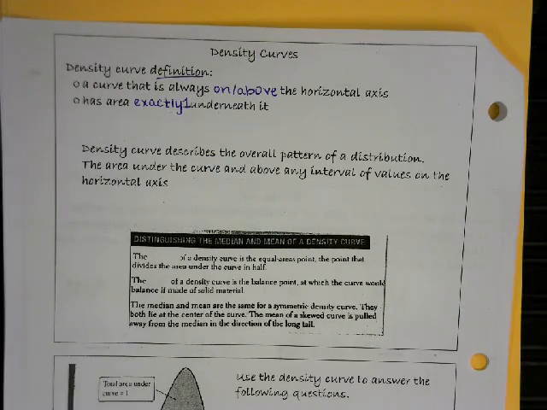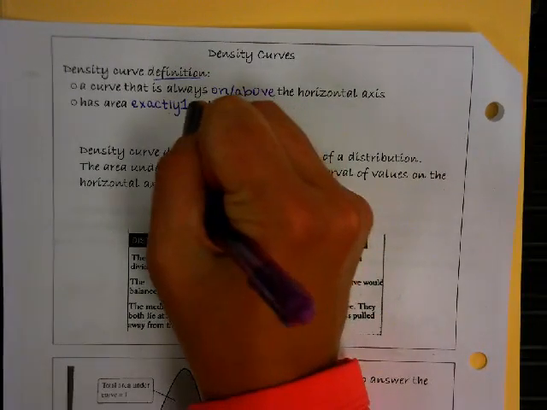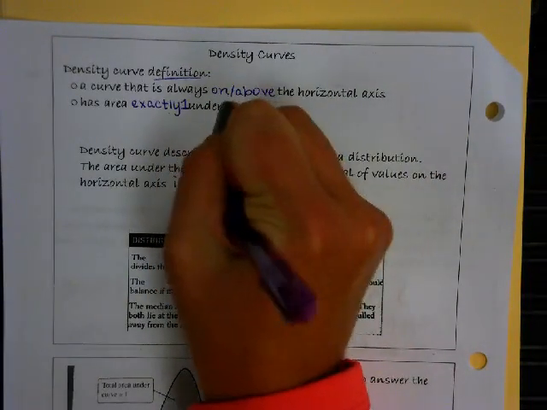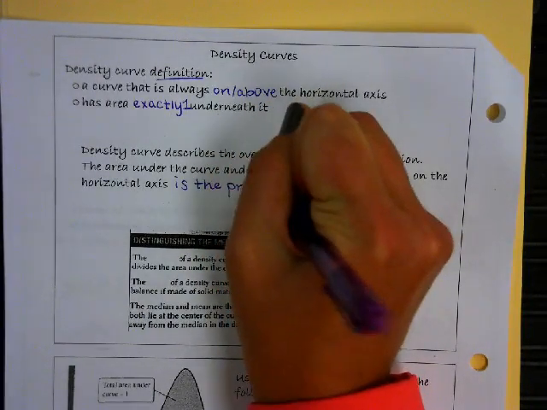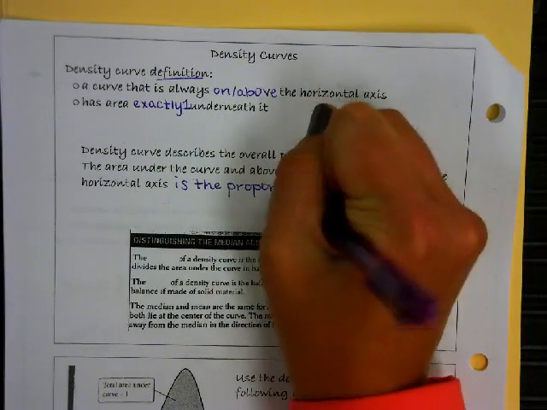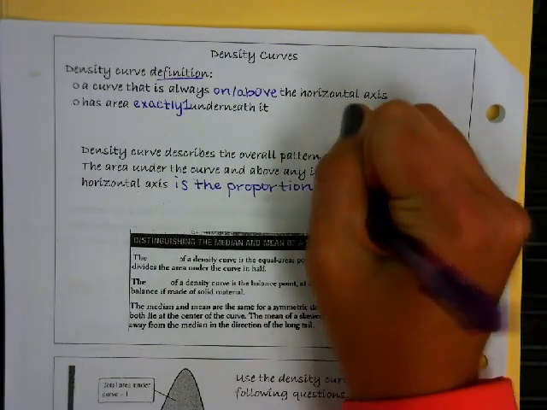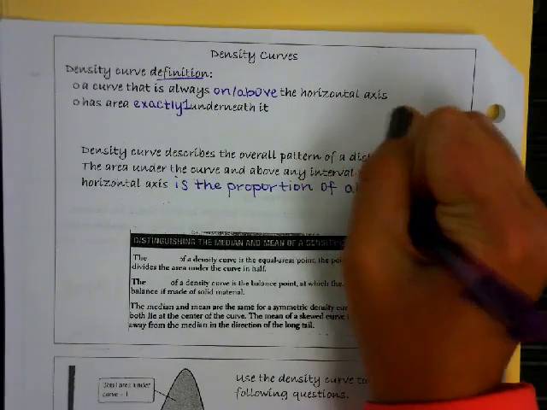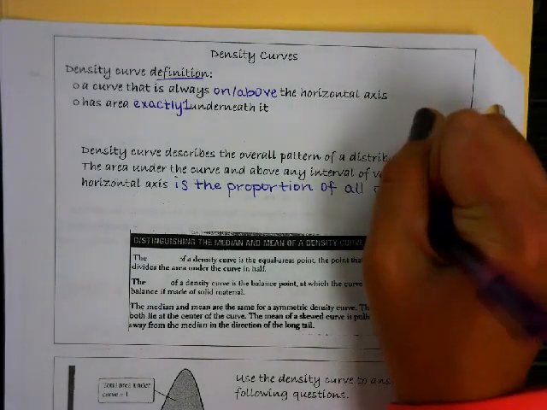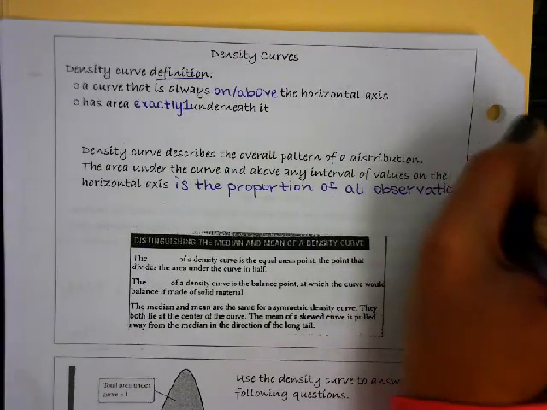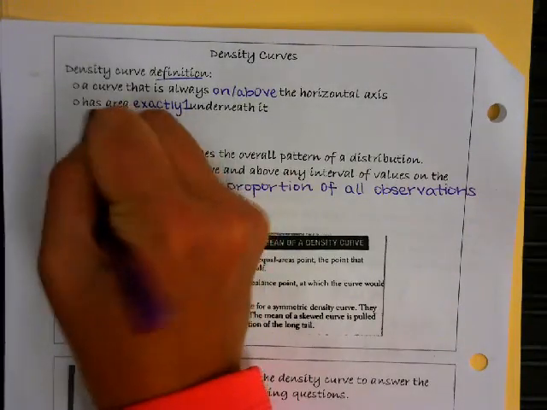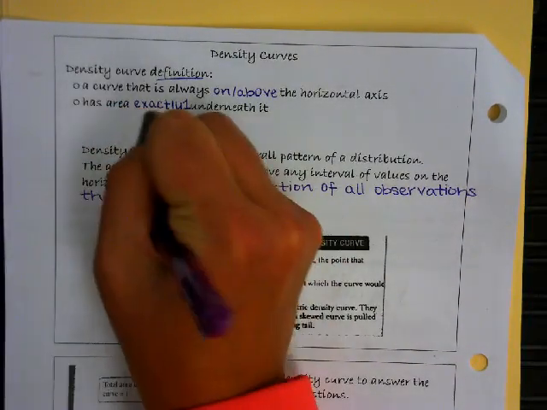The area under the curve and above any interval of values on the horizontal axis is the proportion of all observations that fall in that interval.